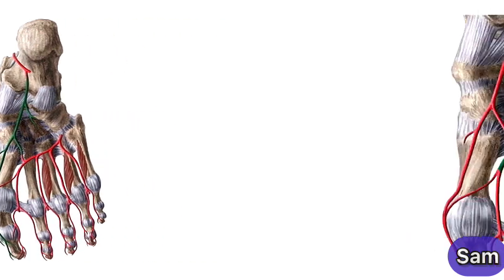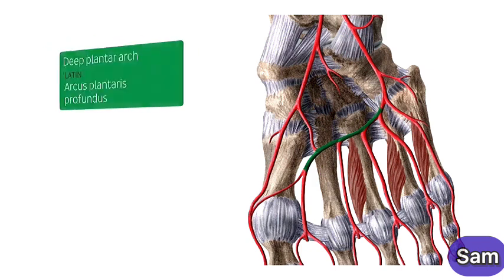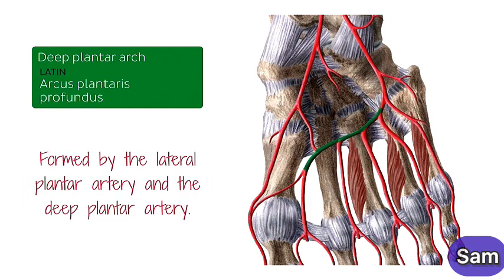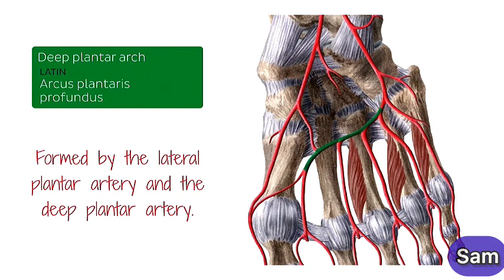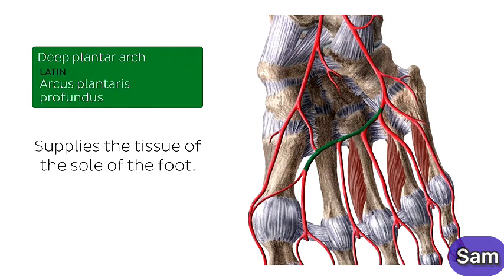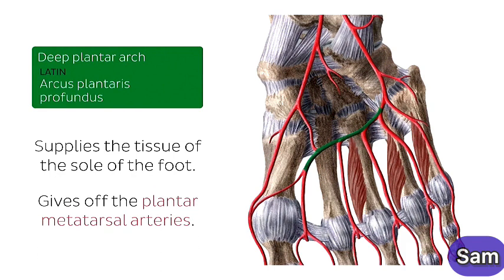Next one on the list is seen now highlighted in green. We're still on the plantar side of the foot. This is known as the deep plantar arch. The deep plantar arch is an arterial arch formed by the lateral plantar artery and the deep plantar artery, which is a branch of the dorsal artery of the foot. The deep plantar arch reaches all the way from the first to the fifth metatarsal bones and then supplies the tissue of the sole of the foot. It also gives off the plantar metatarsal arteries, as you can see here on this image.